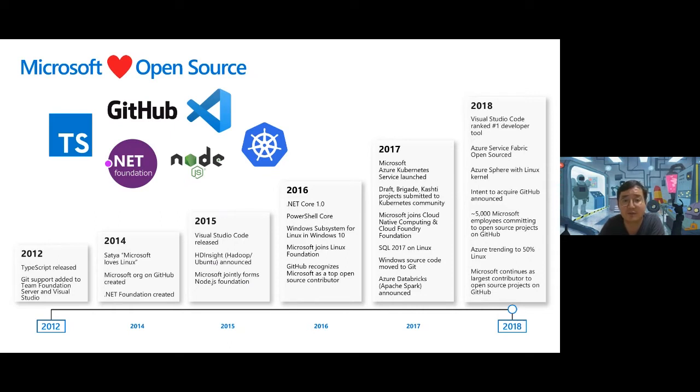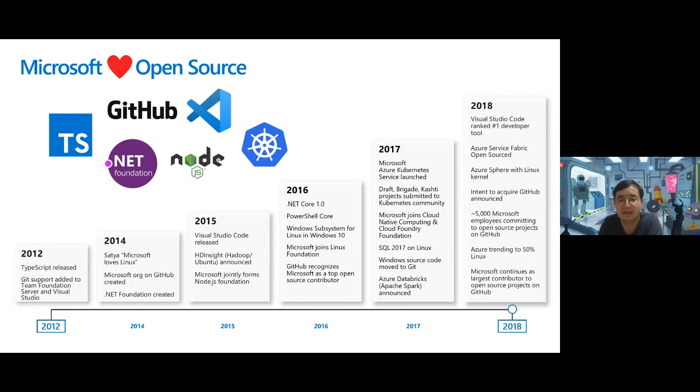And also Microsoft joined the Linux Foundation, and Microsoft is officially recognized as a top open source contributor on GitHub. And also there are more activities, like Azure Kubernetes Service, based on completely open source Kubernetes, was launched. And Microsoft officially said that Microsoft contributes to lots of projects on top of Kubernetes. And also SQL Server on Linux was released in 2017. And Windows source code was moved to Git-based.